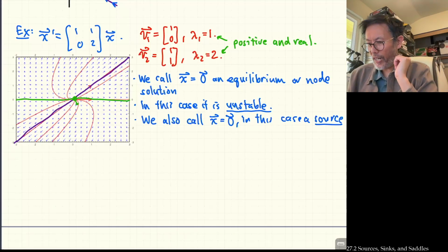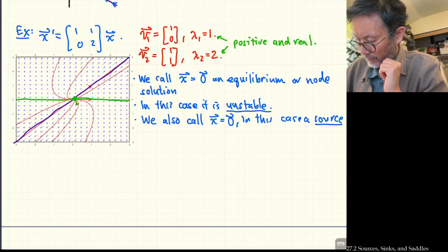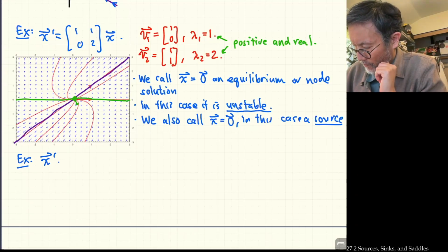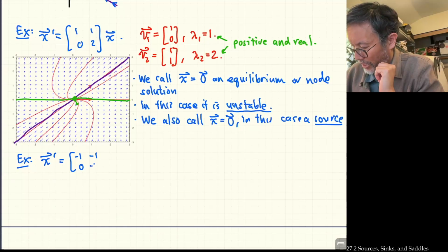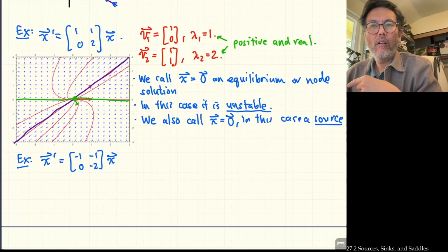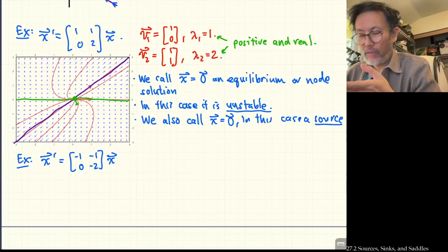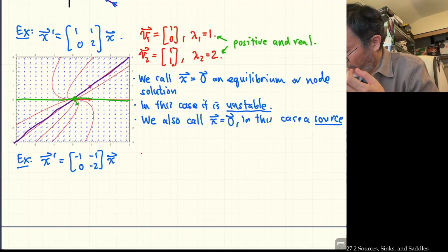Okay, let's contrast that with another case. This is when x prime is going to be negative 1, negative 1, 0, negative 2. So in other words, I just negate all of the entries of my matrix. Then it's going to turn out that our eigenpairs are going to be negative 1, 0 with lambda 1 equal to negative 1.